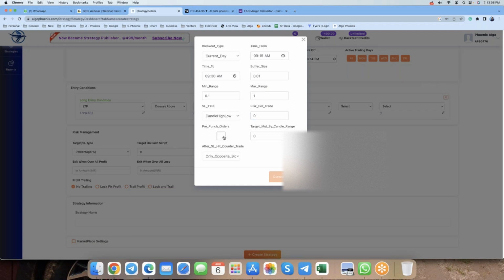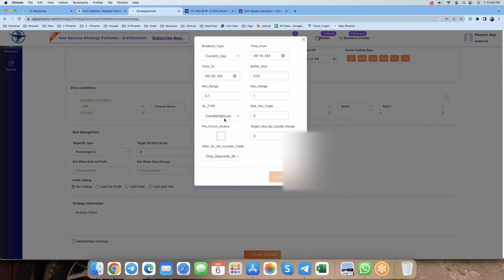And do I need to pre-punch the order or not? What does pre-punch mean? When the stock makes the trend, for example, the stock is at 2,500, it makes a high of 2,555, it makes a low of 2,545. Once this range is made, it will automatically punch the order at this high and low. If it punches both sides, it may require a margin. So let's not pre-punch it. It is taken automatically when the stock breaks.